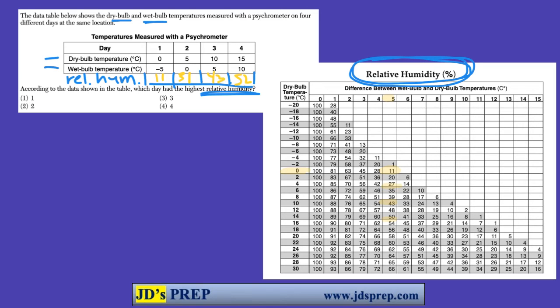All right, so I've gone in and I found the other values here. You'll see that I've had to interpolate in some of those places because we're only given our even numbers for dry bulb temperature. But ultimately, we see that there is a pretty distinctive trend as that dry bulb temperature goes up, and the difference is staying the same, 5 degrees for all of them. As we go up, then the relative humidity is also going up. So knowing that, it should be clear that the day that has the highest relative humidity is definitely day 4.